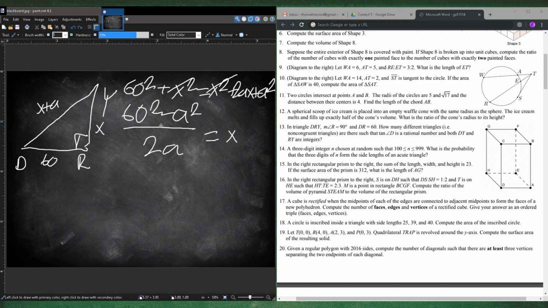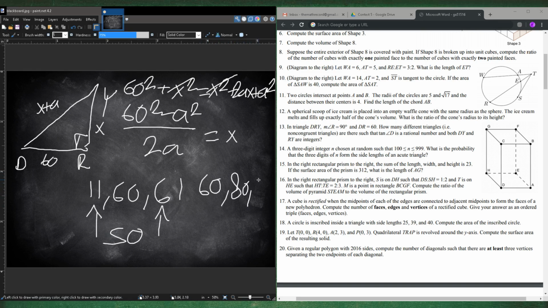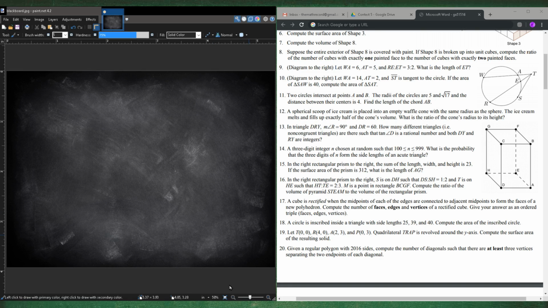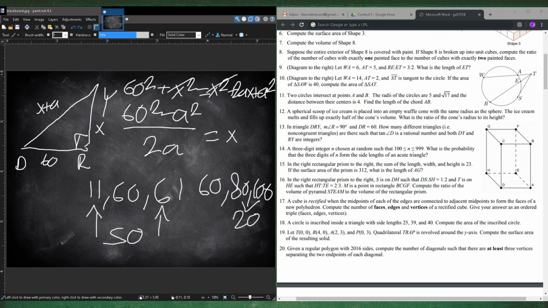Because think about it, a is the difference between the side length and x. Imagine one of them is 11, 60, and 61. So x in this case would be 11, and x plus a would be 60, and the difference between them is 50. So technically they're going to be different numbers. Or if you have something like 60, 80, and 100, the difference between them is 20. They're always going to be a different difference between them. I don't know how to explain it, but basically they are.